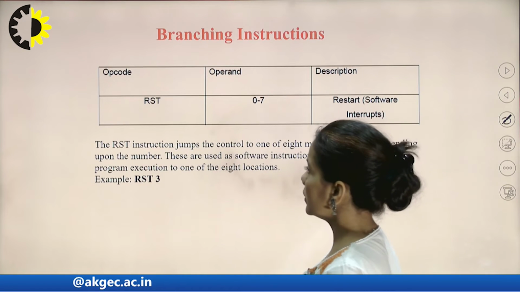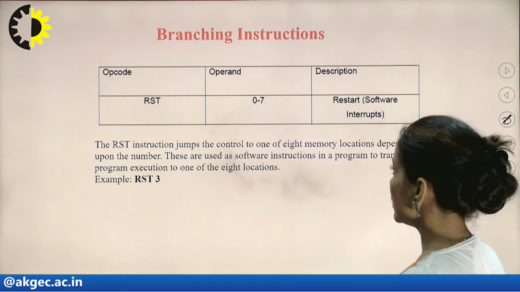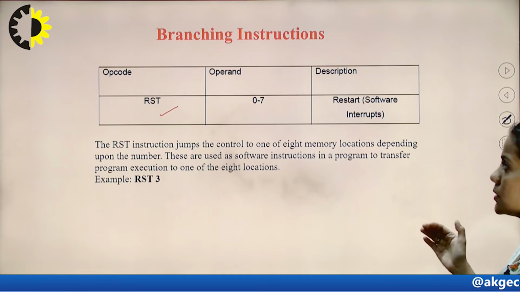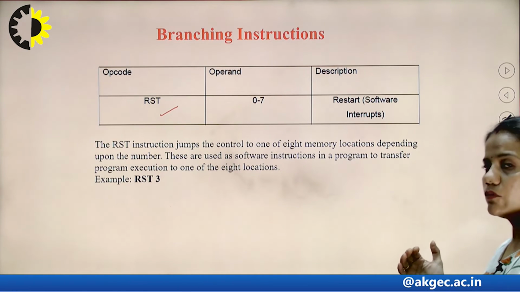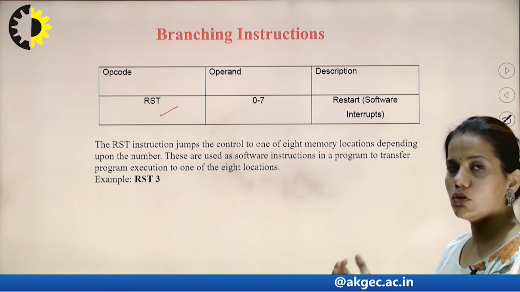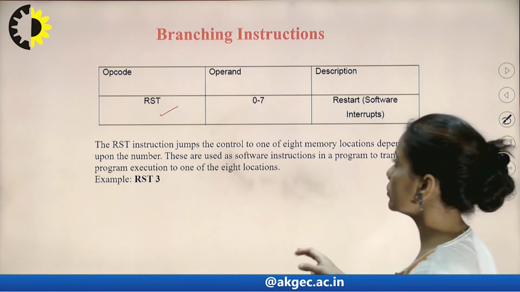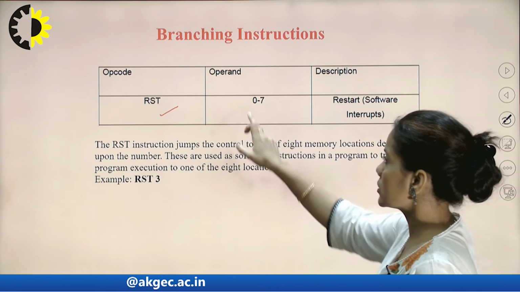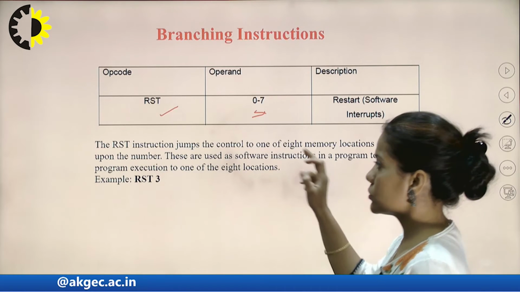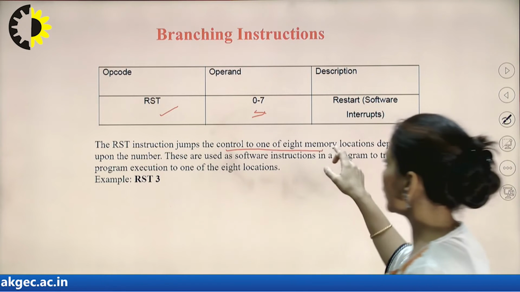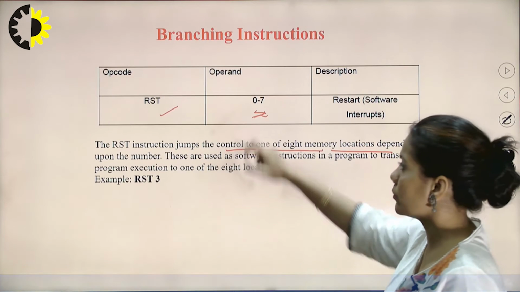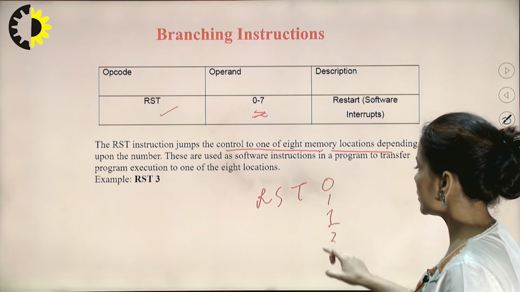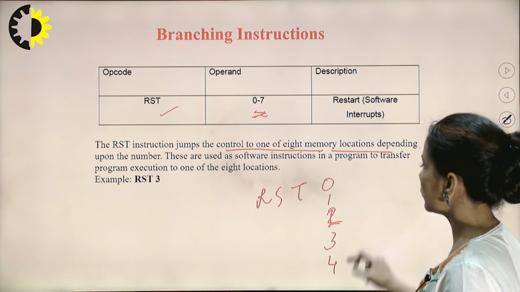Now there is RST 0 to 7, that is a restart instruction, and we can say these are the software interrupts. The work of these instructions is also to change the program control according to the address mentioned in the vector table corresponding to these numbers. So, the RST instruction jumps the control to one of the 8 memory locations depending upon this number, because RST 0, RST 1, RST 2, RST 3, RST 4 and so on up to RST 7.